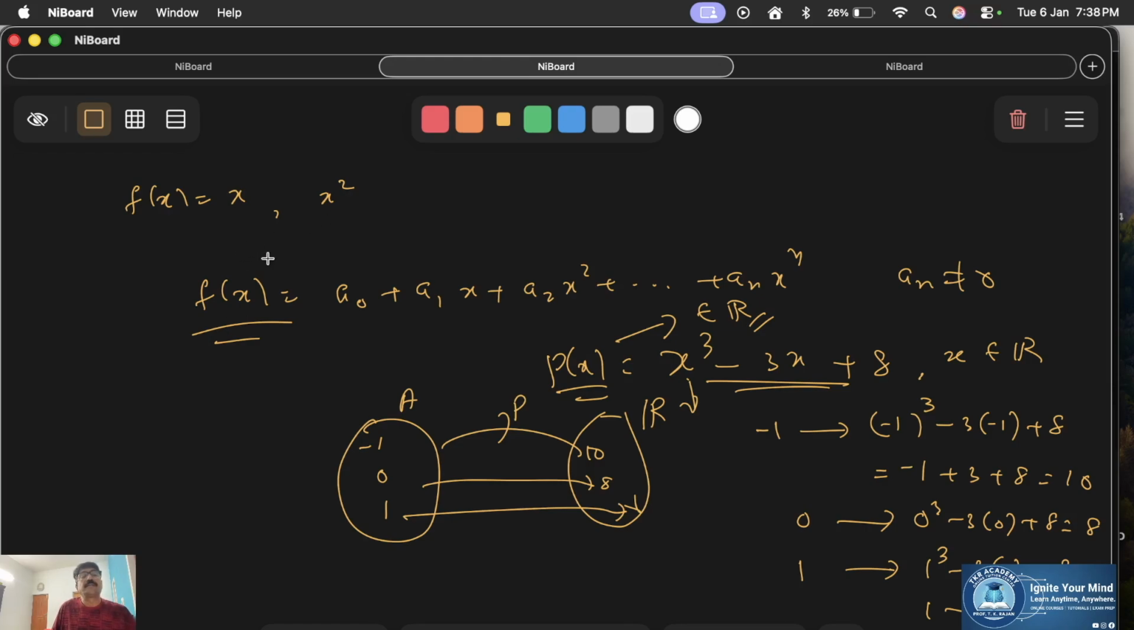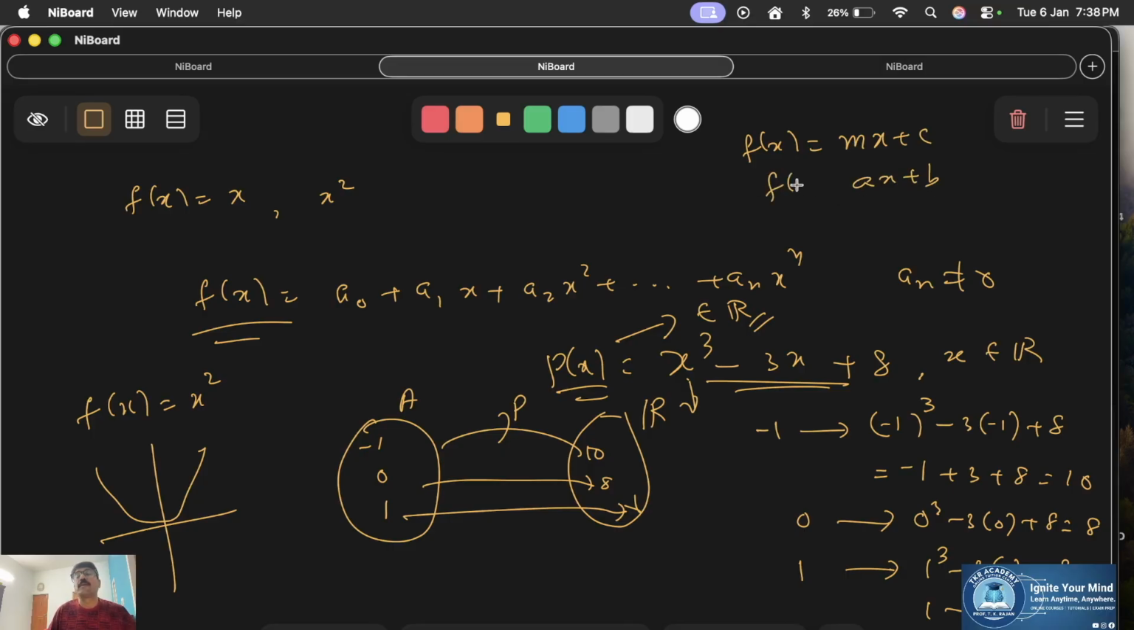One of such functions is, for example, f(x) = x². We already saw it is a parabola. I showed the graph, a parabola like this. f(x) = x is another such function. And functions of the form f(x) = mx + c, or ax + b, this type of function we normally call a linear function. We call it a linear function because its graph will be a line.